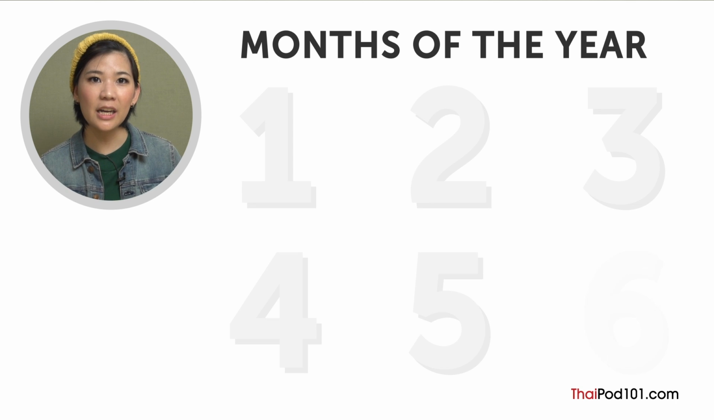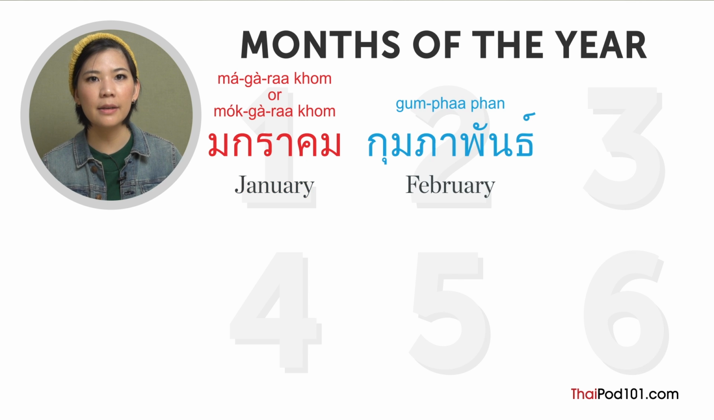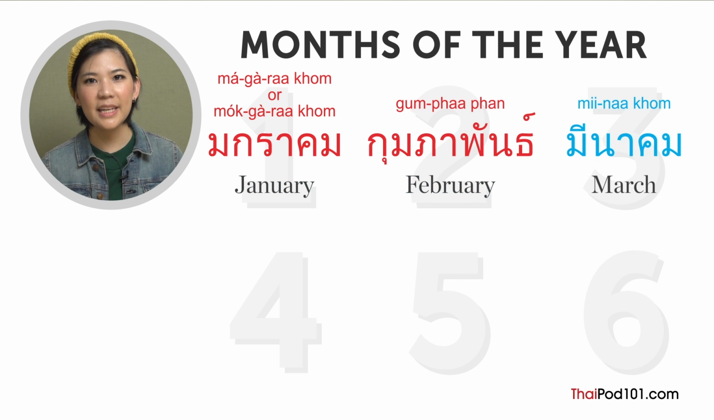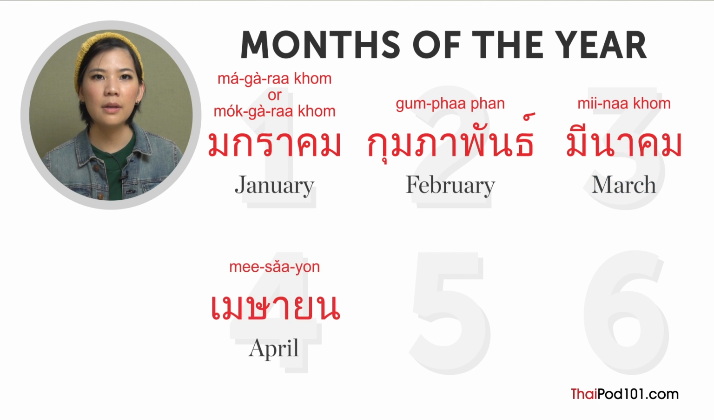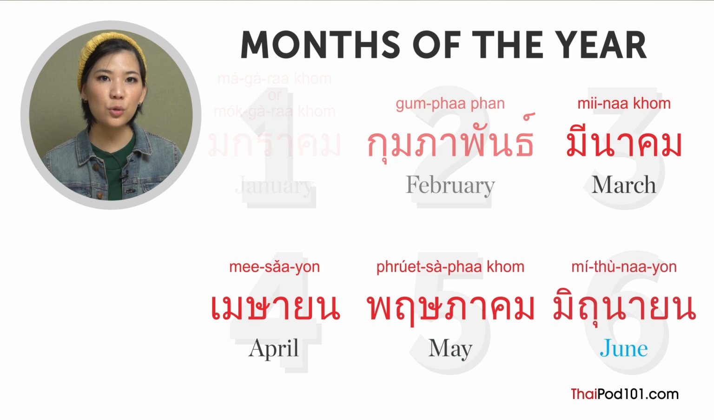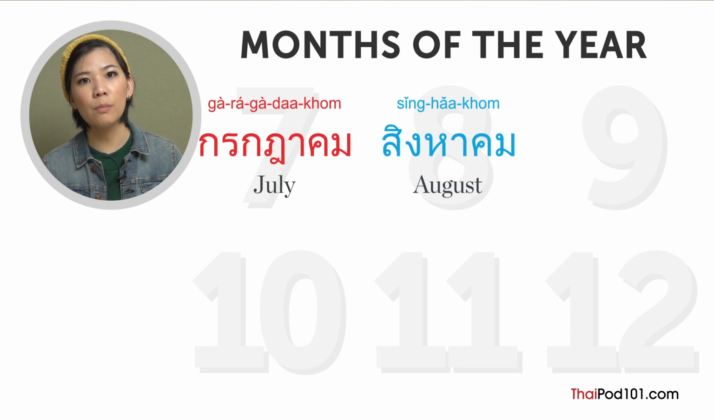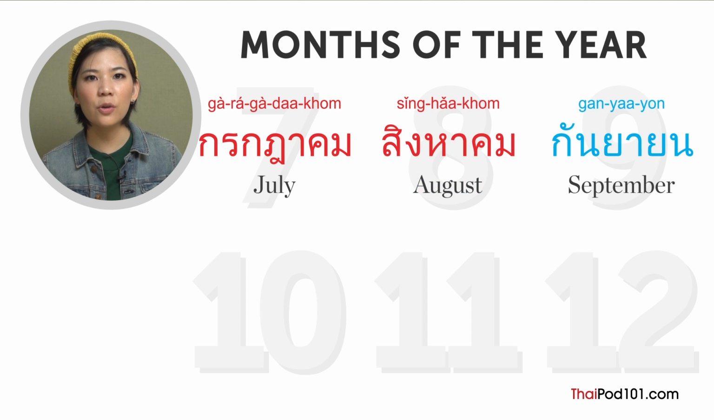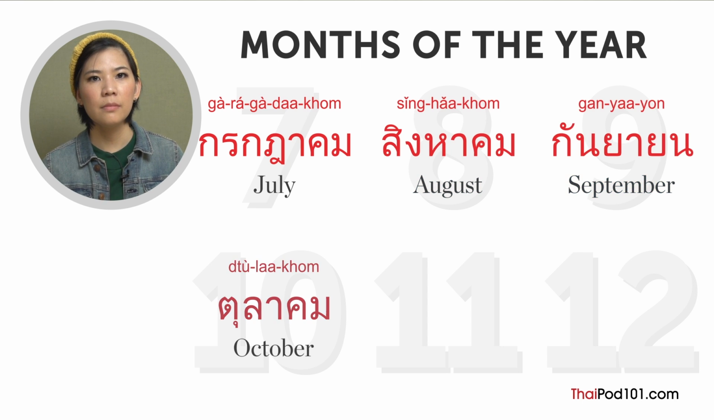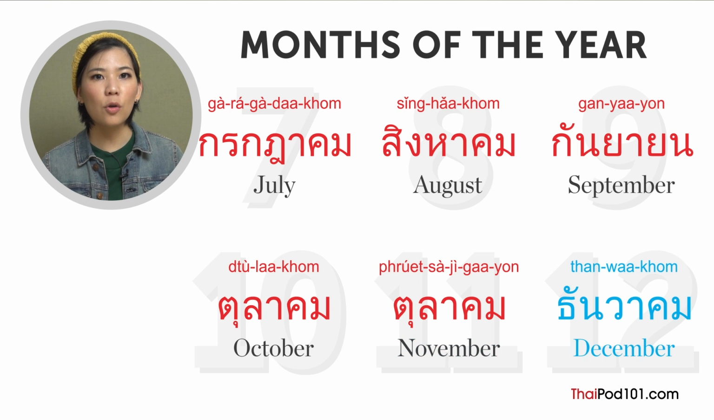The 12 months in Thai are มกราคม, January; กุมภาพันธ์, February; มีนาคม, March; เมษายน, April; พฤษภาคม, May; มิถุนายน, June; กรกฎาคม, July; สิงหาคม, August; กันยายน, September; ตุลาคม, October; พฤศจิกายน, November; and ธันวาคม, December.